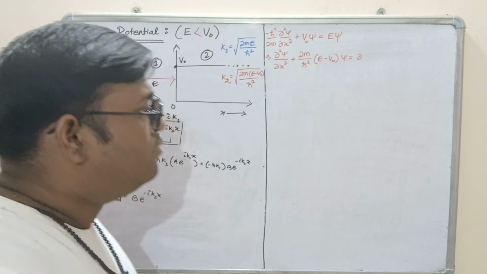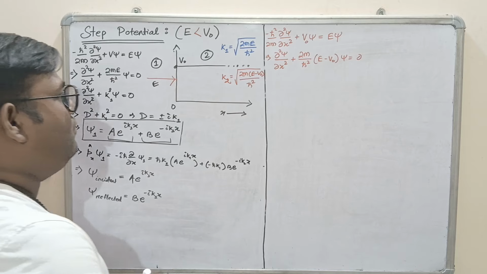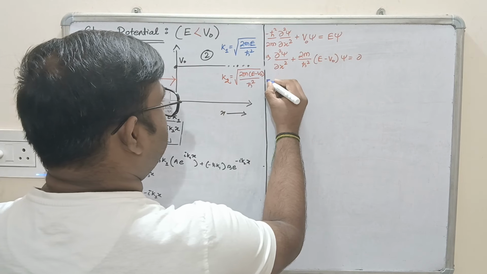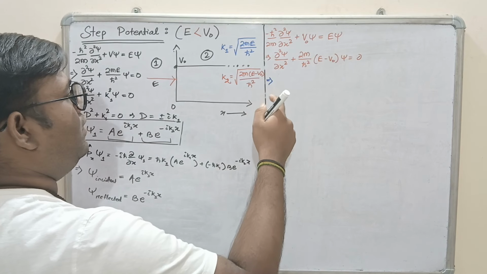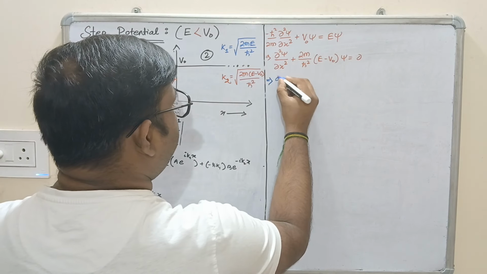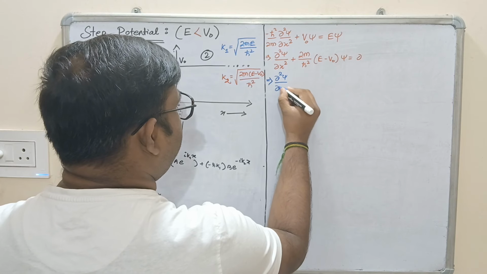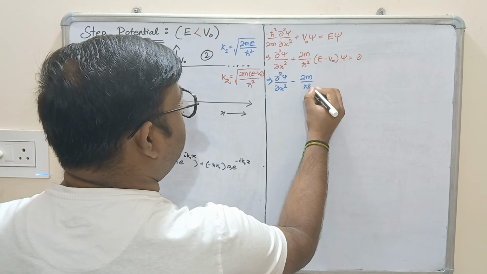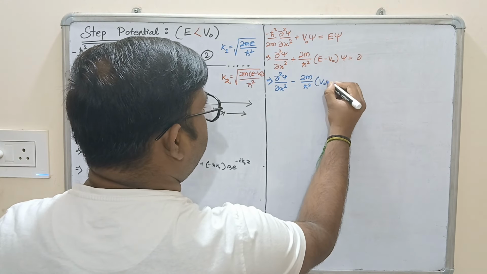So now we will have to find a valid way to counter this. So what will we do? We will just change the sign of it. We will make it 2m by h bar square whole into (V naught minus E).